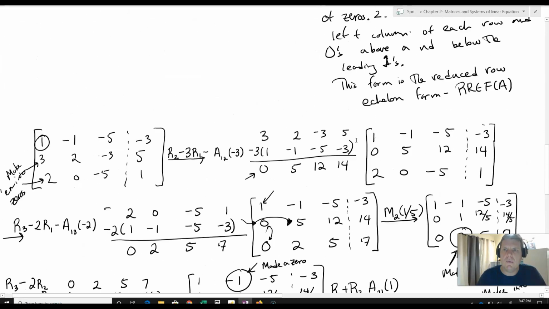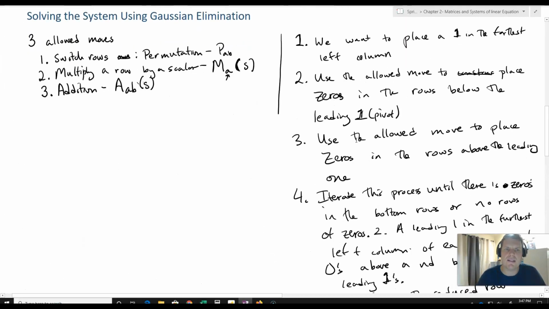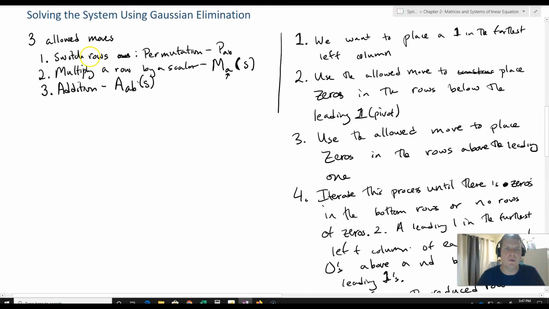To review, what we have here is an iterative process. We have some allowed moves. We're going to switch rows, called permutation, and we'll permute row A to B or I to J. We can multiply a row A by a scalar S. Addition, we're going to add row 1 to row 2, or we're going to add S times row A to row B.